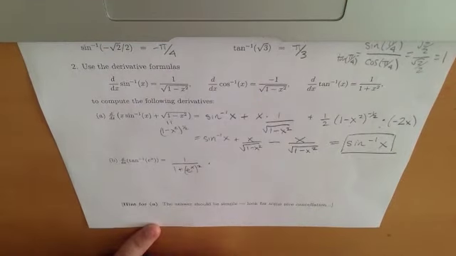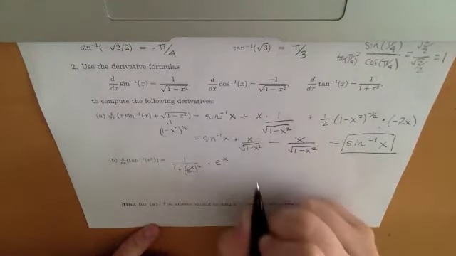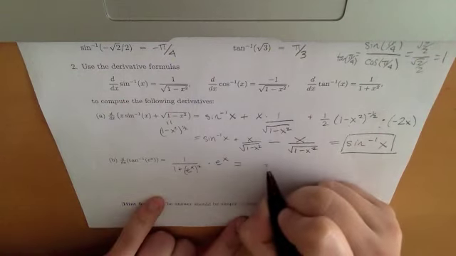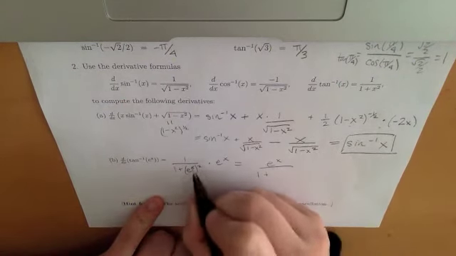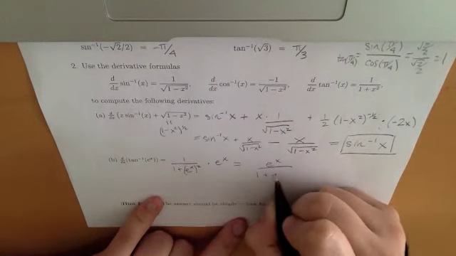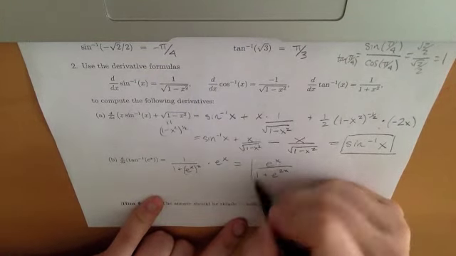times the derivative of the inner function. Well, the derivative of e to the x is just e to the x, so I get e to the x over 1 plus, now e to the x squared, that's e to the 2x. And that's our answer.